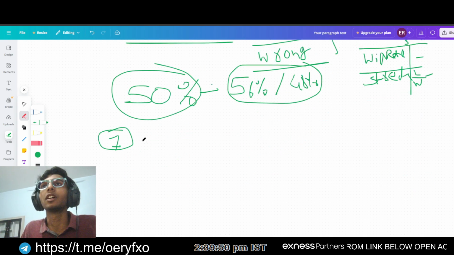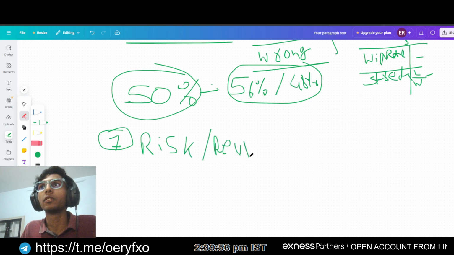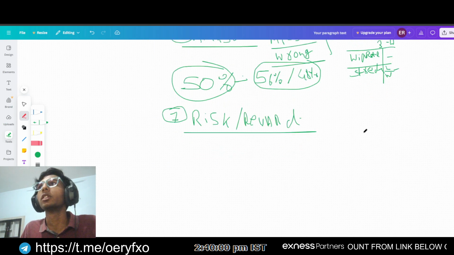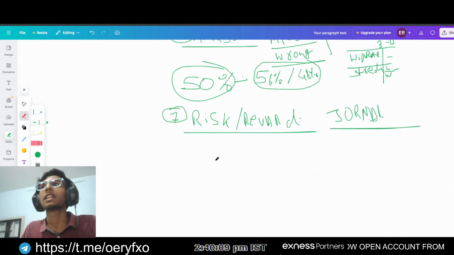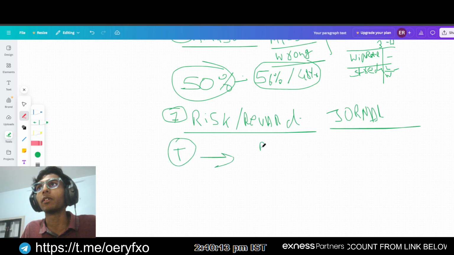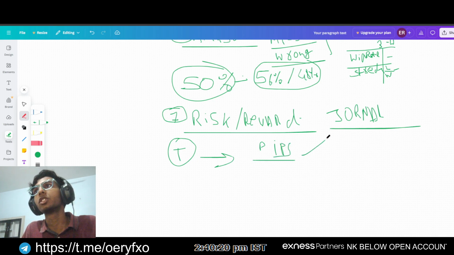Seventh is risk reward. This is a very interesting topic. Risk reward also comes in the part of the journal. Why? Because whenever you take trades, you have to check how far the market went, whatever pips it went or whatever it goes, something like that. Write it down in the journal.